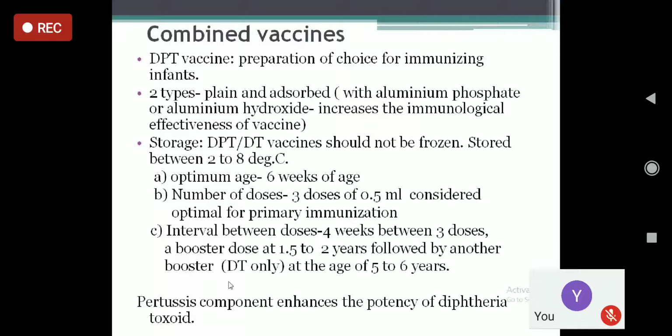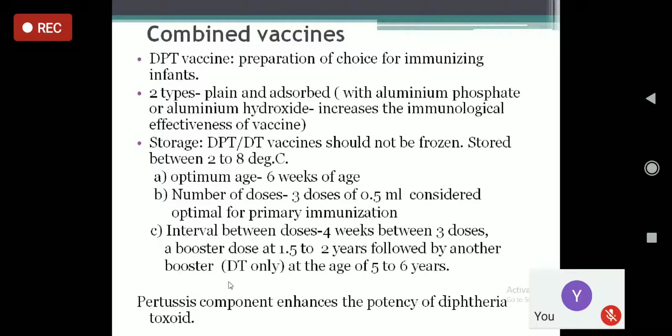And storage. So DPT, DT, all the vaccines should be stored at 2 to 8 degrees Celsius. All the vaccines at the immunization center will be stored at this temperature, plus 2 to plus 8 degrees Celsius. So it will not be frozen. All the vaccines are frozen at the manufacturing level only. Once it reaches the immunization center, you have to store it between 2 to 8 degrees Celsius.